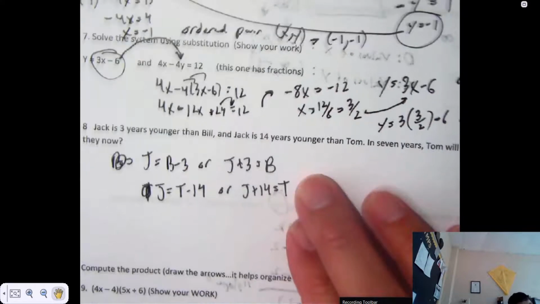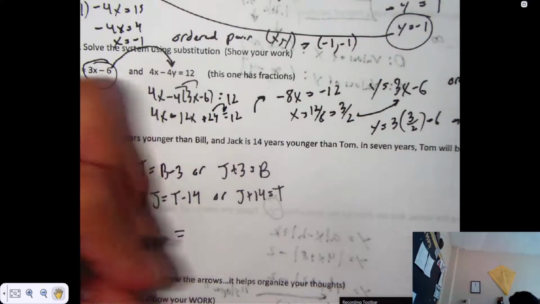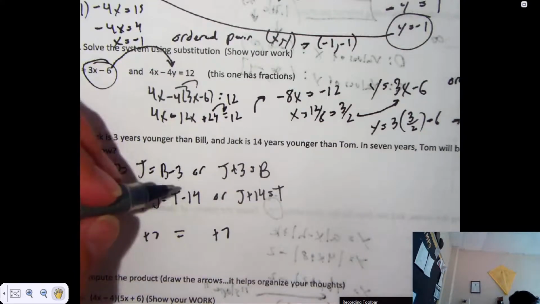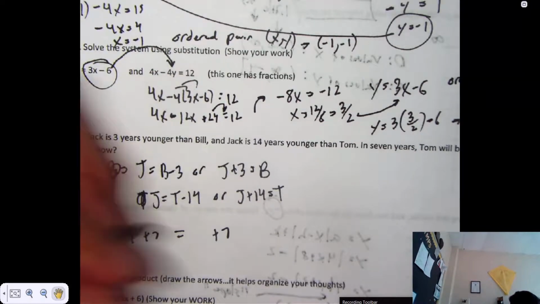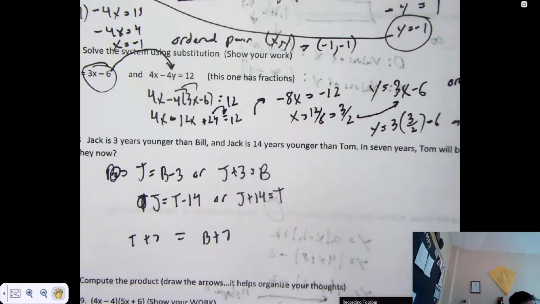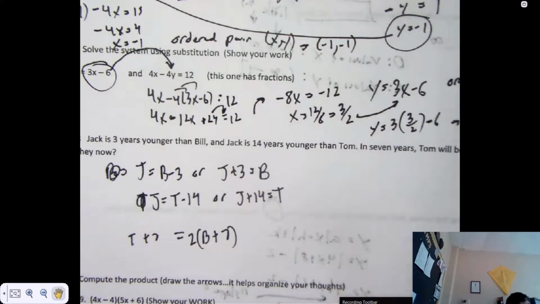Either one of those work. We're actually going to end up using these two over here on the right. Now, in 7 years, and we know we're writing equations, both sides have 7 years added. Tom will be twice Bill's age. So we're talking about Tom and we're talking about Bill. Tom is going to be twice Bill's age. What I have to do is I have to double that quantity for equality. They age first, then you double. So you got to count for the aging.